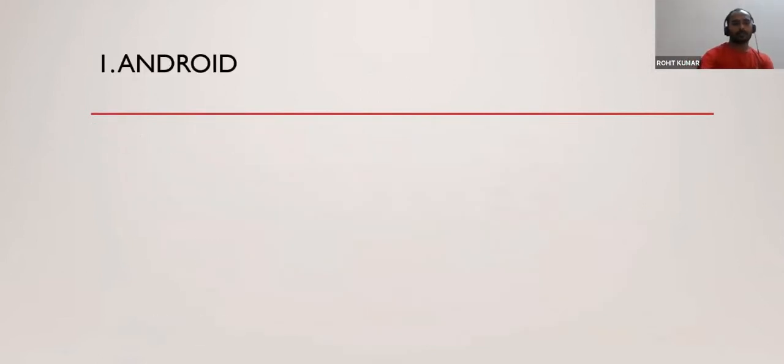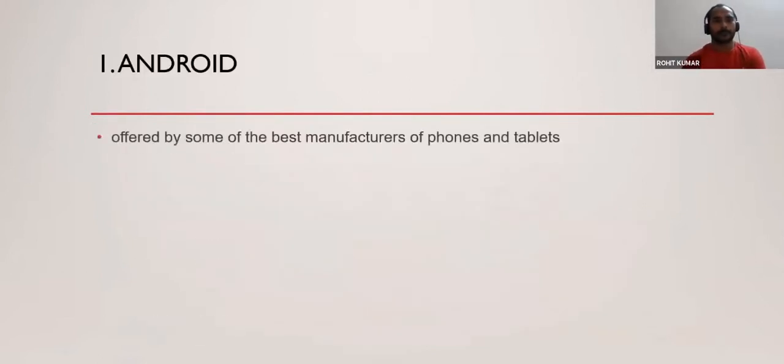Starting with the Android operating system. Android, as you well know, is specifically developed for mobile devices, specifically phones, and it is offered by some of the best manufacturing companies around the world, like HTC and Motorola. Earlier Nokia was not in the race, but now Nokia is also coming up and keeping pace.